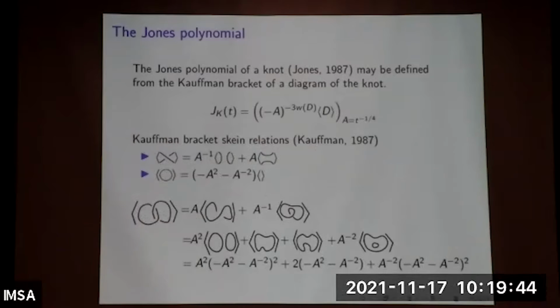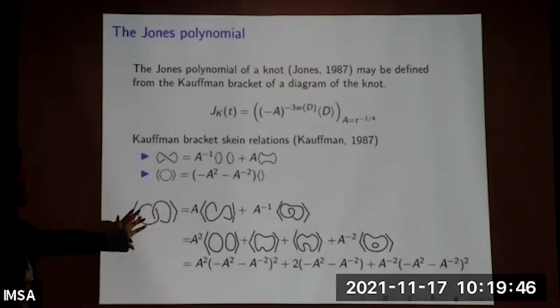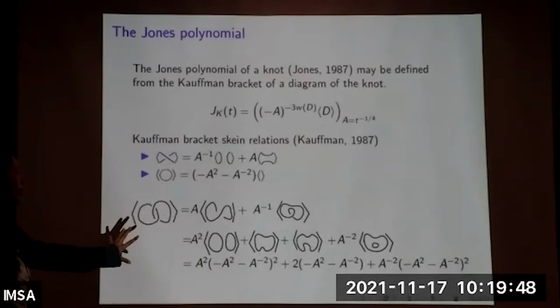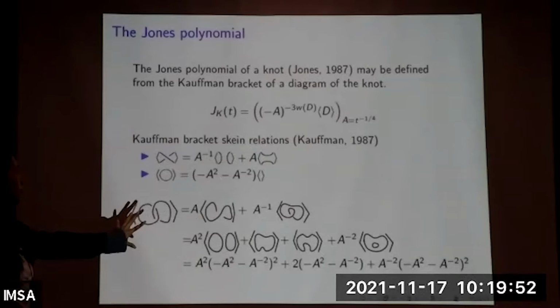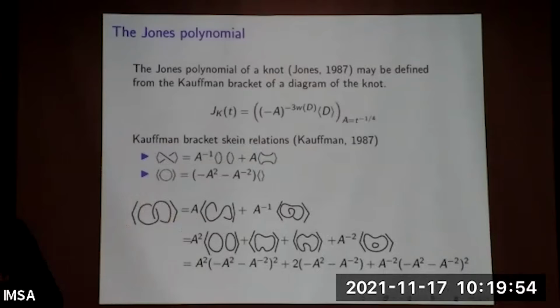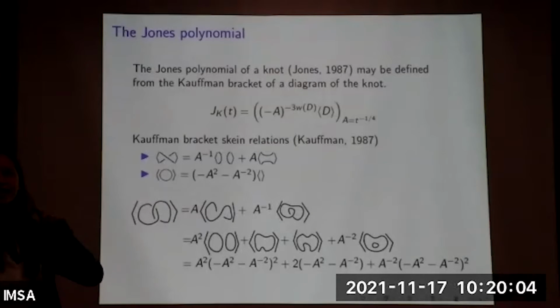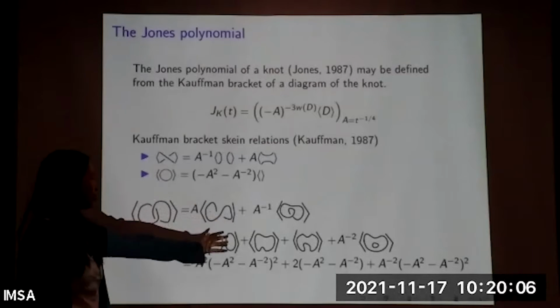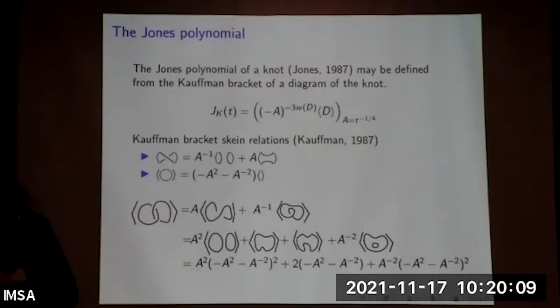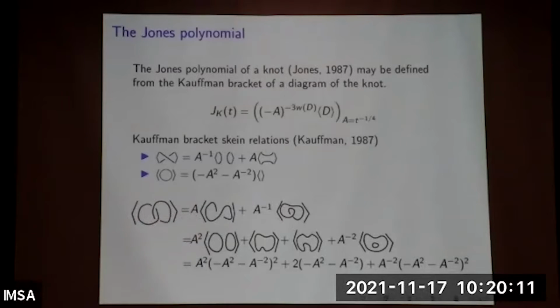So if you have not seen this, this is something that you can introduce to a student without much background, so they can go ahead and compute the Jones polynomial of the trefoil or the Hopf link. But I wouldn't recommend going to more crossings than that, because how many states do you have to evaluate if you have 10 crossings? You have to do 2 to the 10, right?